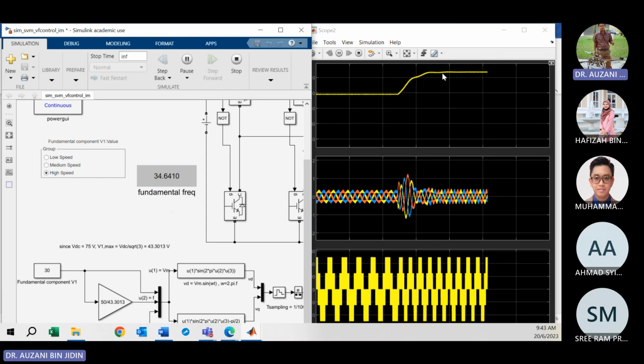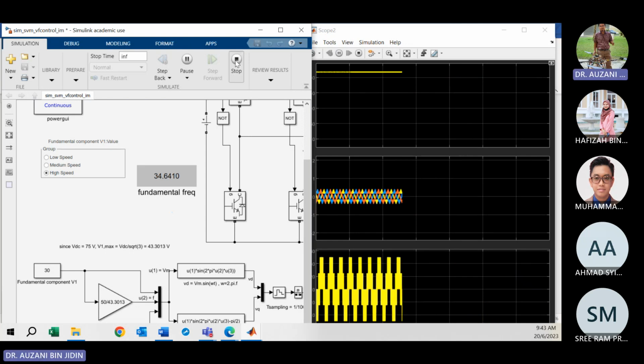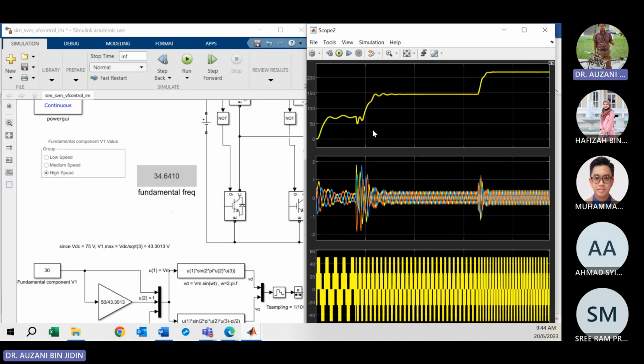This is the simplest control technique, where we control both the frequency and the fundamental component. Okay, stop. Then auto scale, and you can see the profile of the speed. When we set the low speed, the fundamental is 10 volt, then you change to 20 volt here, so your speed also will be increased.